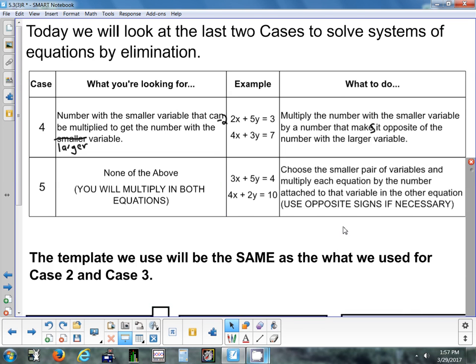So what are my x's? What are the numbers? 3x and 4x. That's the pair of x's. What about my y's? 5y and 2y. Which pair is smaller, or more like closer together? 3 and 4, right? So that would be what I would look at.